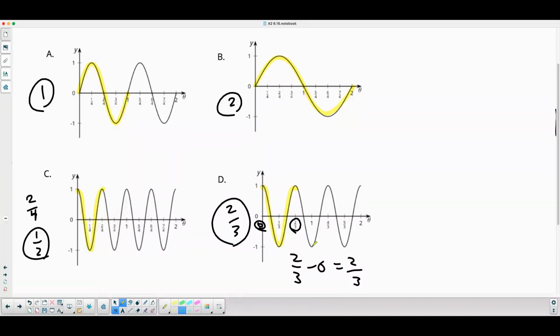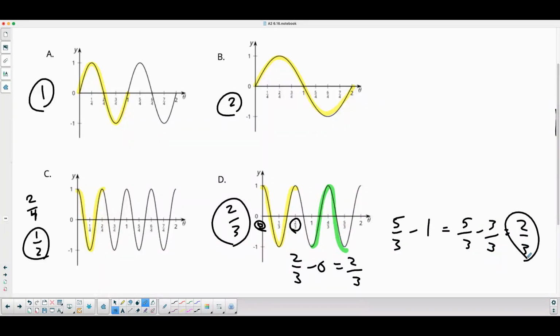You could pick any other part on the graph. Like, let's say I started here and did a full cycle. This would be same thing, 5/3 minus 1, which would be 5/3 minus 3/3. It gives me the same value, 2/3. Okay, so it doesn't have to start right at the y-axis. It can be any full period on the graph. Okay, you'll get the same value.